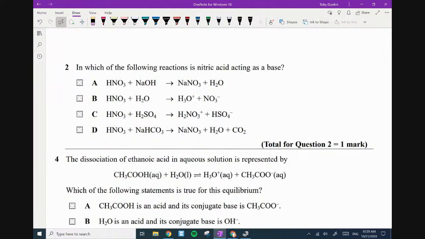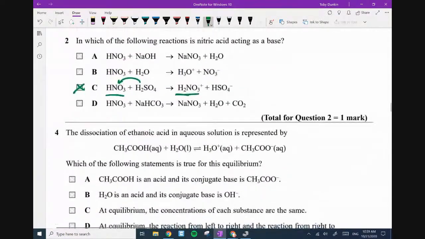Right, it's acting as a base. It needs to accept a proton. It's C, definitely C for sure. Because look, the sulfuric acid is giving a proton over to the nitric acid, so it's acting as a base rather than acid. Clever game. You need to know that equation, by the way.